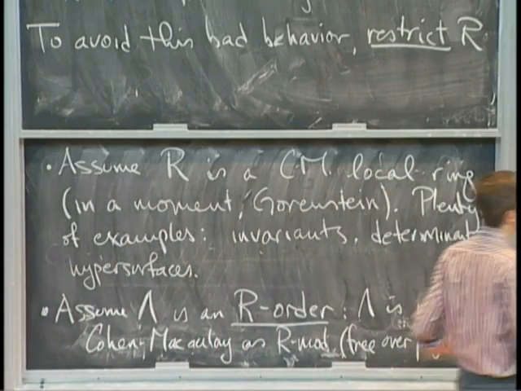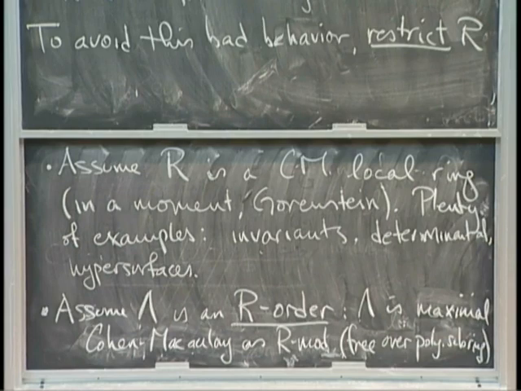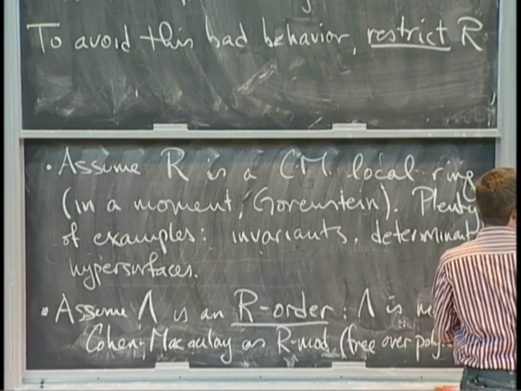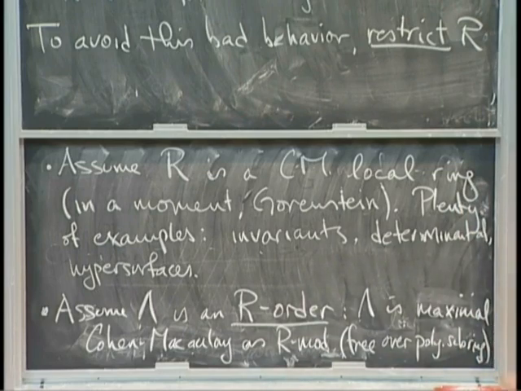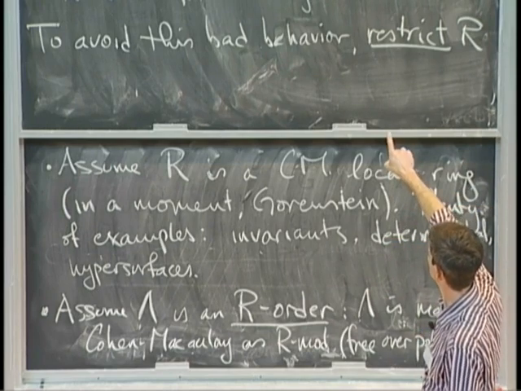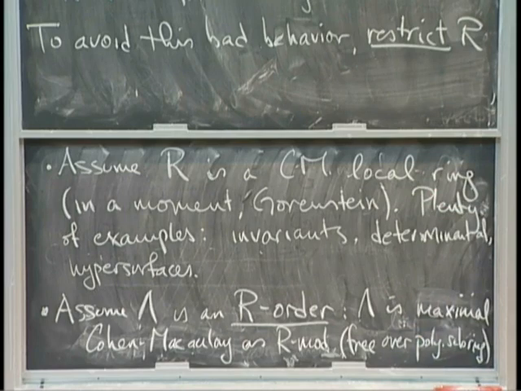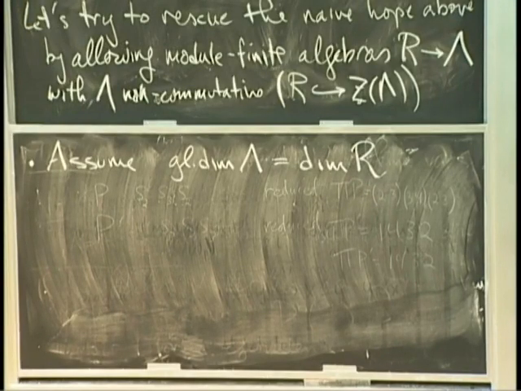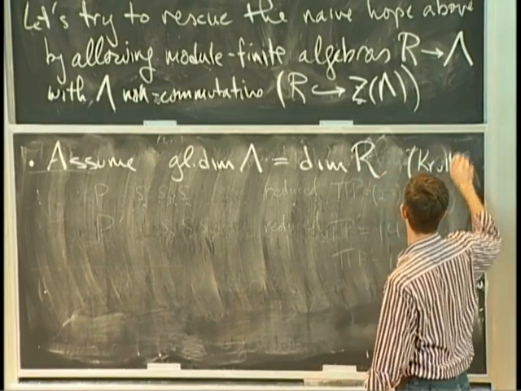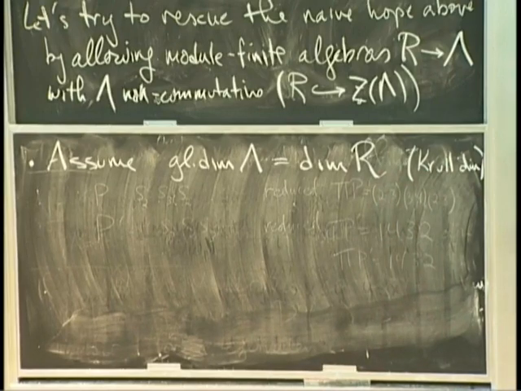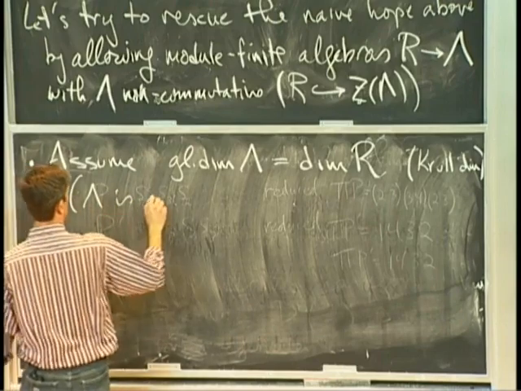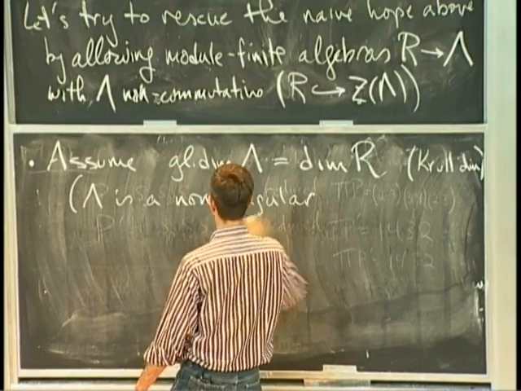And third restriction, this is another assumption on lambda. I guess I said we wouldn't strengthen the finite global dimension assumption, but in fact that's exactly what I'm going to do. Instead of just assuming finite global dimension, which, as we heard this morning, can take on all sorts of funny values, let's assume that it's exactly the Krull dimension of our base ring R. This property is sometimes called non-singularity.